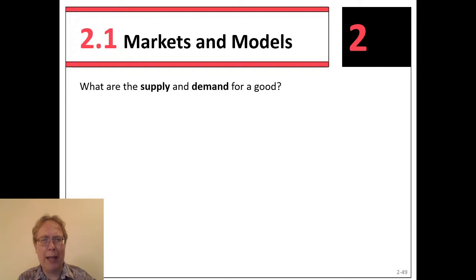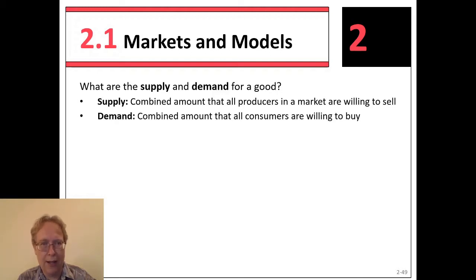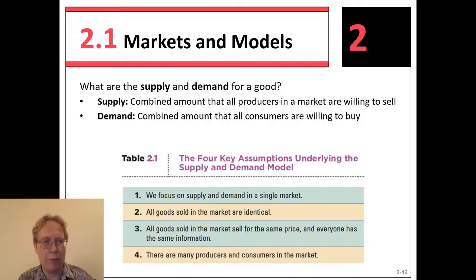So what are supply and demand? Important question. So supply is simply the combined amount that all producers in a market are willing to sell. Demand is the amount that consumers are willing to buy, or whoever the demand is from. So this is the table from the book.